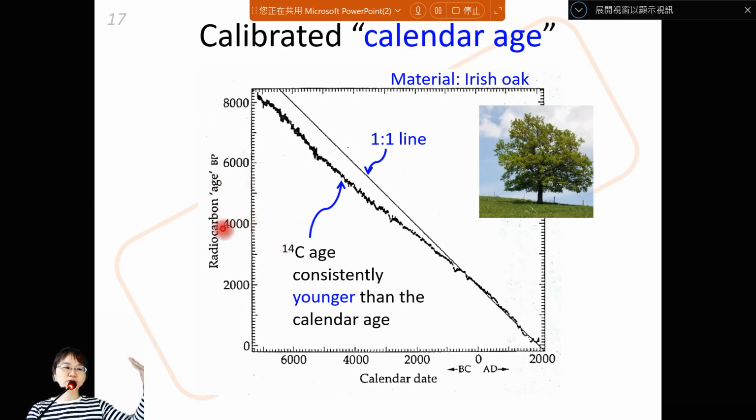This technique is to convert radiocarbon age to calendar date. This is the one-to-one line. This is the actual measurement. This record is built from Irish oak. You see that, as expected, the radiocarbon age and calendar date do not fall on the one-to-one line. C14 age is consistently younger than the calendar age. The most reasonable explanation is that the C14 production flux in the past has changed. That's one thing you need to take into account.